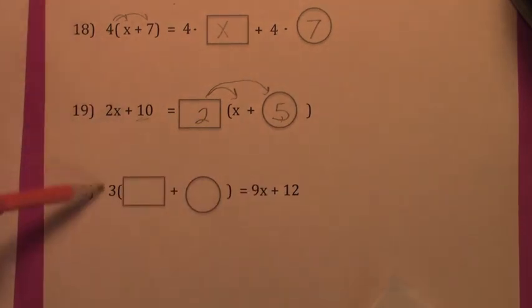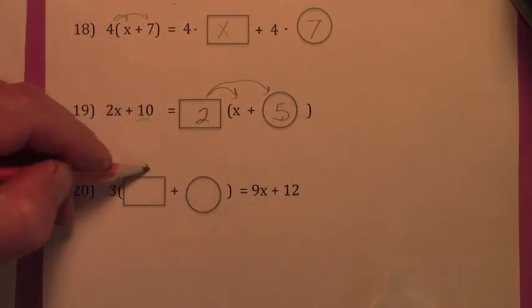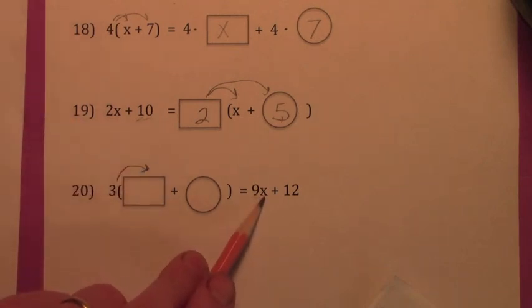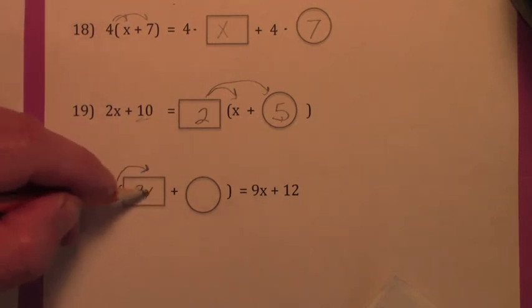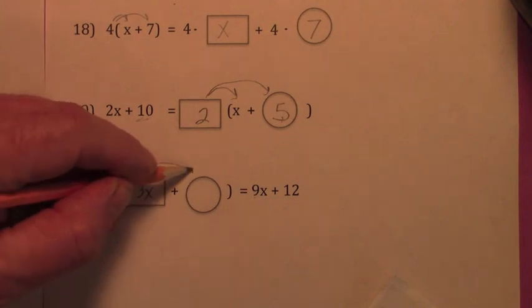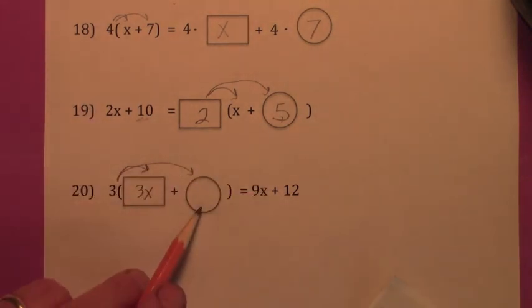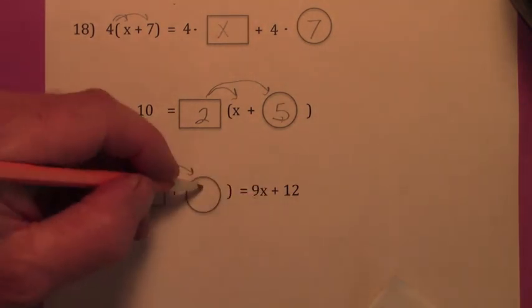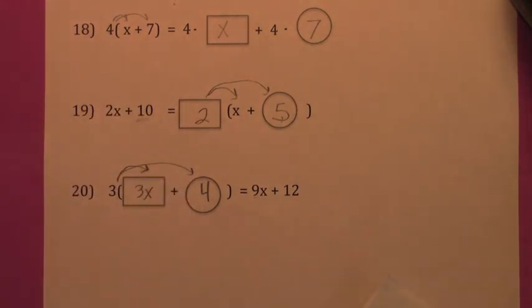Okay, last one. 3 times this number has to equal this, 9x, so this would have to be a 3x, wouldn't it? 3 times this thing has to be 12, so what has to be this last quantity? 4? That's it. And you can multiply it back through to check yourself.